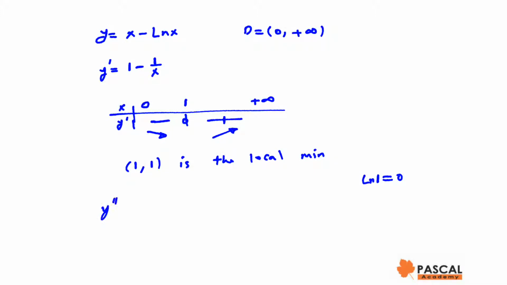The second derivative of this function is 1 over x squared. Derivative of 1 is 0. Derivative of 1 over x is negative 1 over x squared, times negative, is 1 over x squared. It is greater than 0 in the domain of the function. This means the given function is always concave up, from 0 to positive infinity.